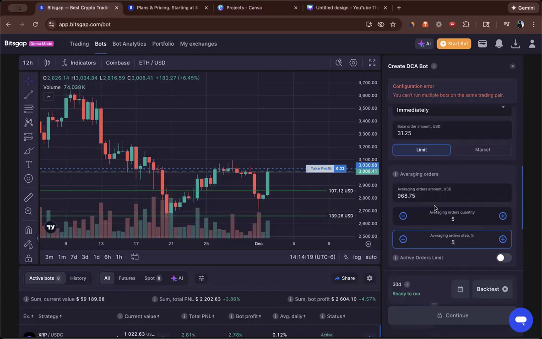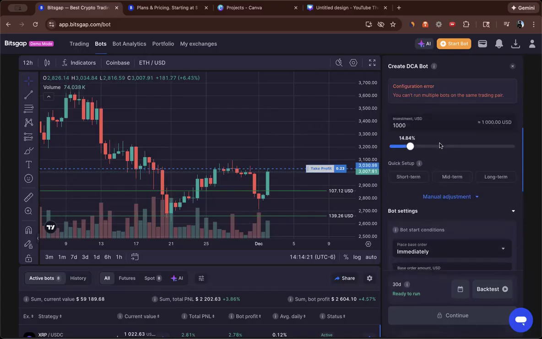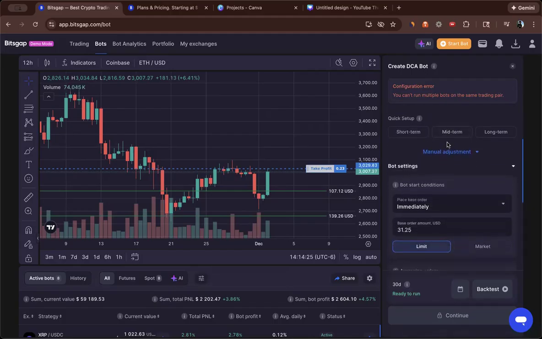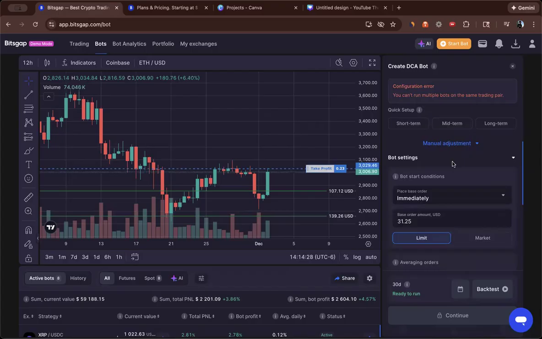Like we talked about before, don't put your eggs all in one basket. Set up a couple different ETH bots on each exchange. Set up a couple different XRP bots on each exchange to spread your risk.